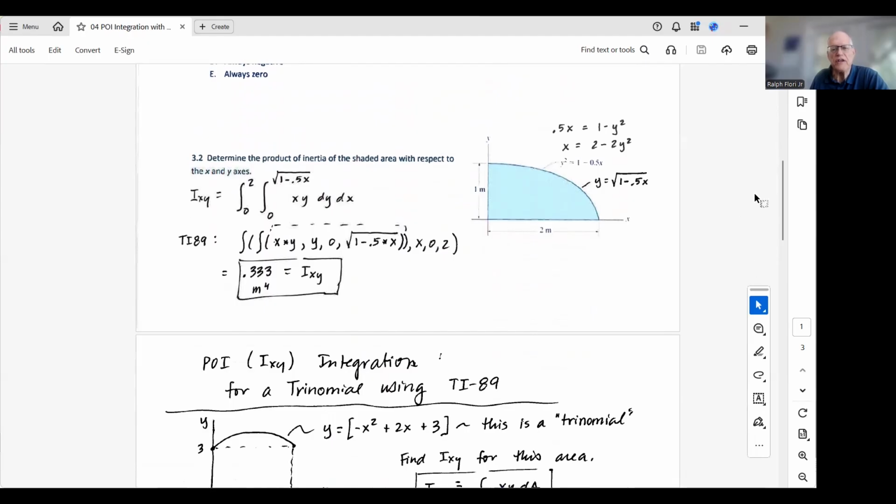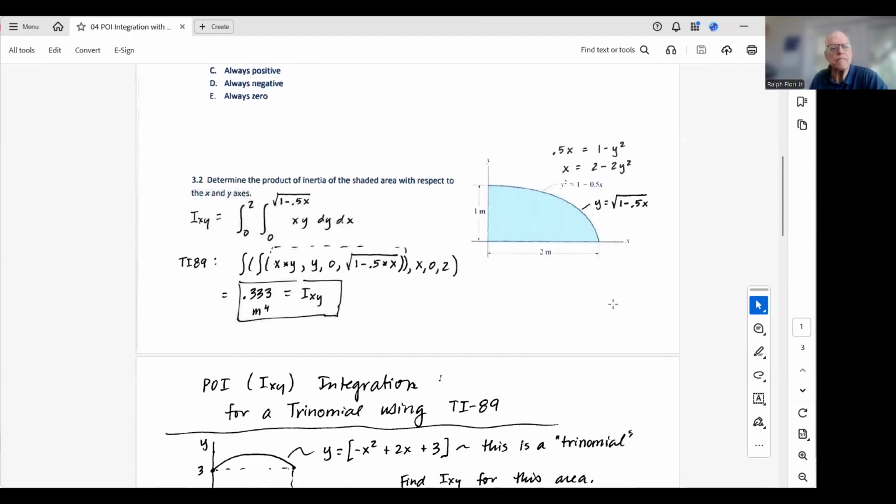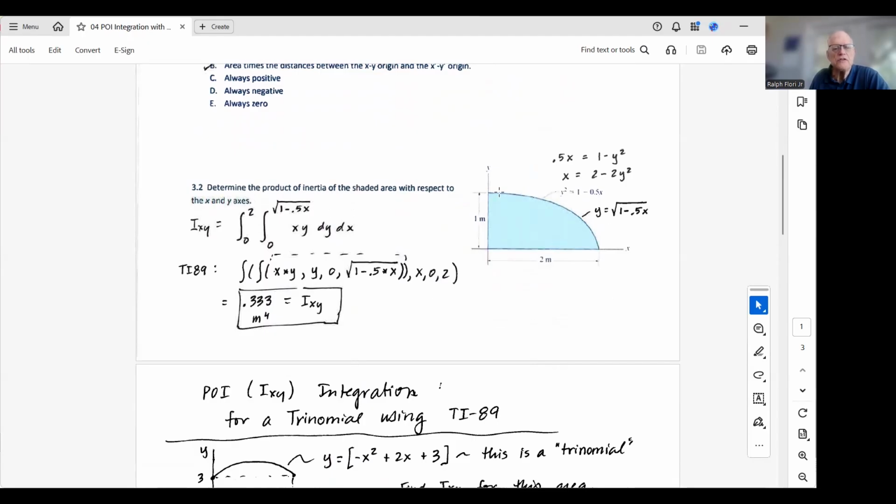Okay, so here's a function. This was actually on a test at some point. We have a function here defined by y squared is equal to 1 minus 0.5x. The y distance is 1 meter. The x distance is 2. We're asked to find the product of inertia with respect to the x and y axes.